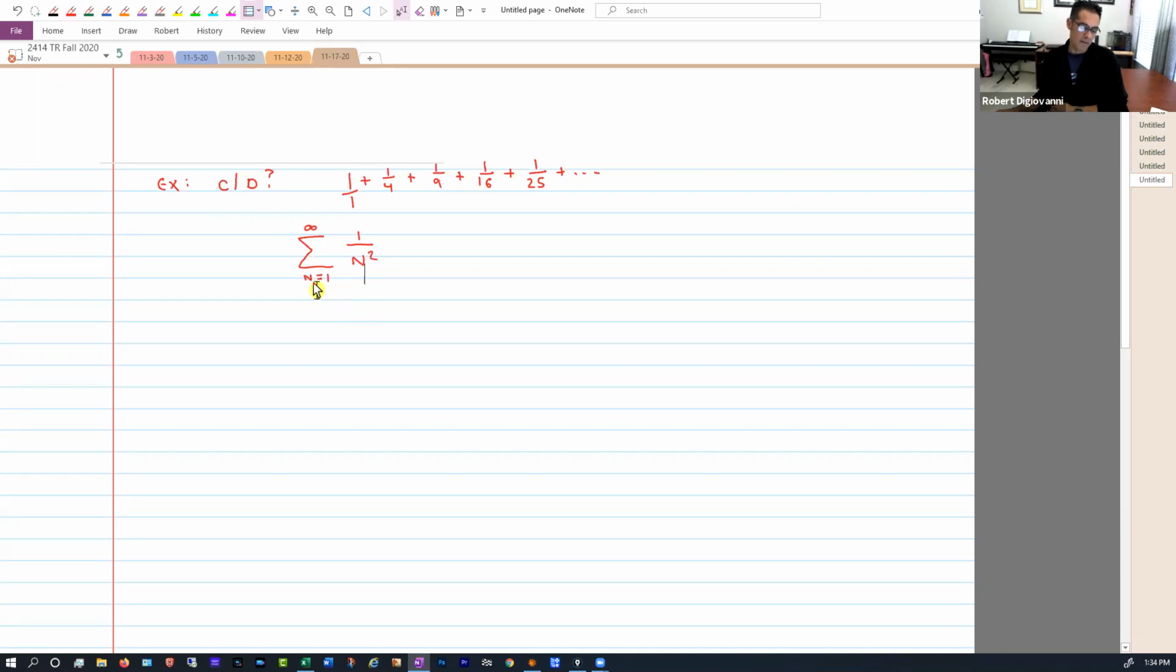And check for yourself. If you let n be 1, you get this. If you let n be 2, you get that. Let n be 3, you get that. And this is a P series, isn't it? With your P being 2, which is bigger than 1, which means we have convergence.